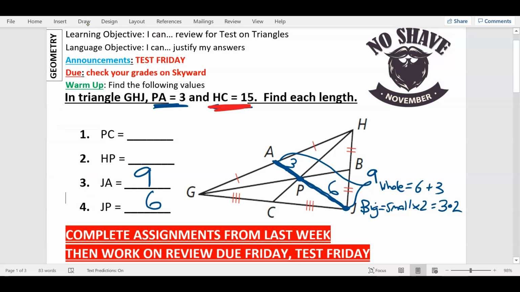Okay, HC is 15. Now you tell me, from H to C, is that the small part, the big part, or the whole thing? That's the whole thing, right? From H to C is 15 all the way. Now, I'm looking for number 1, PC. You tell me, from P to C, is that small, big, or whole? Small. All right. Now we're going forwards, normal. If I know the whole thing, what fraction of it is PC, the small part? 1/3. Remember, the small one's 1/3 of the whole, the big one's 2/3 of the whole.